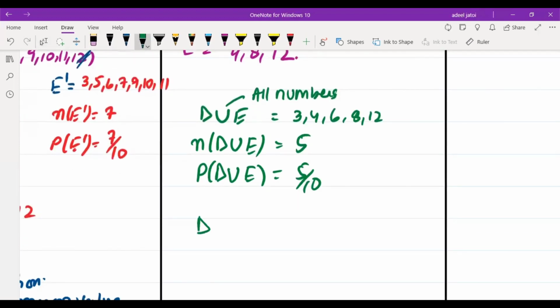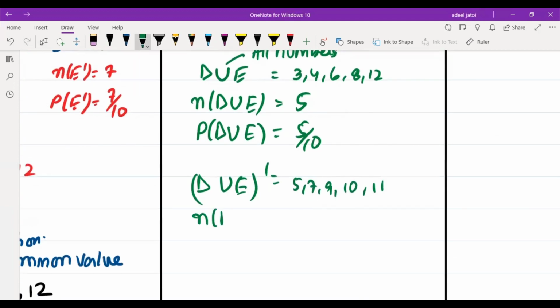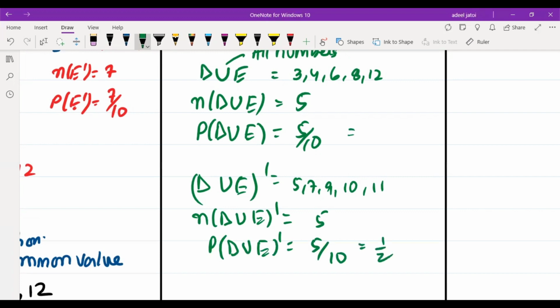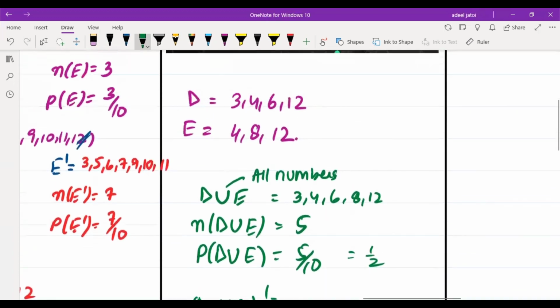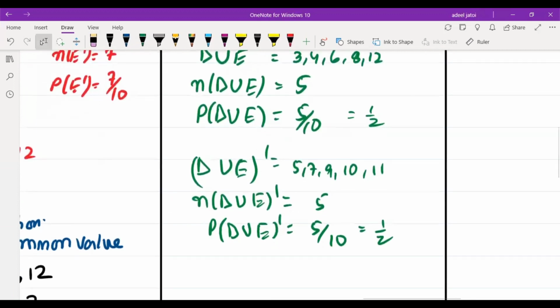If we want D union E complement, the complement would be 5, 7, 9, 10 and 11. And if we write n of D union E complement, again it is 5. The probability of D union E complement will be 5 upon 10, so this should be 1 upon 2. So this is the normal union of whatever can be represented through the question.